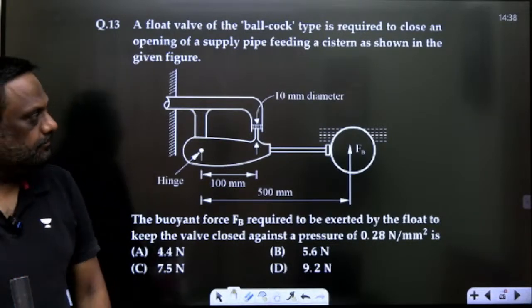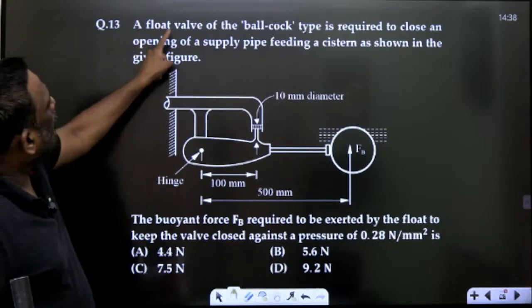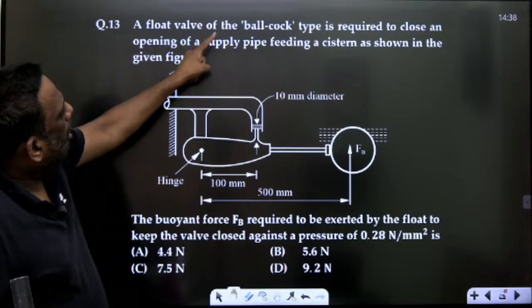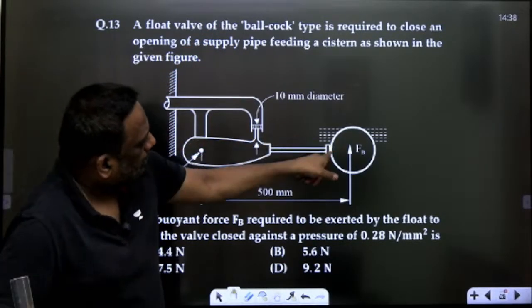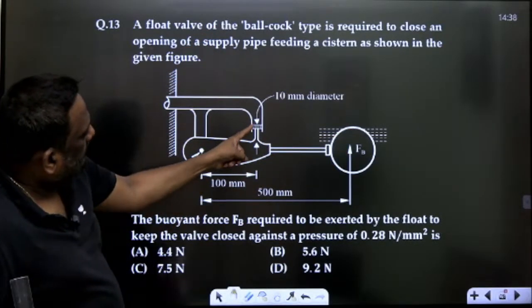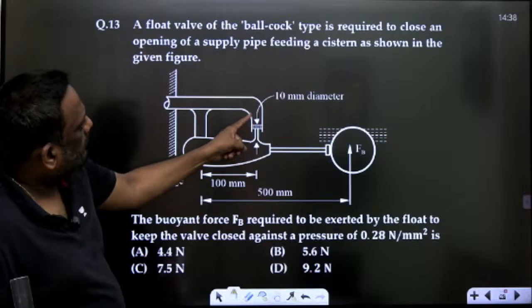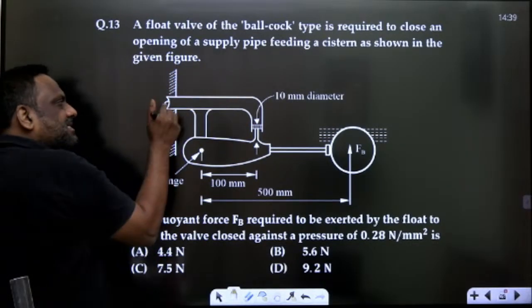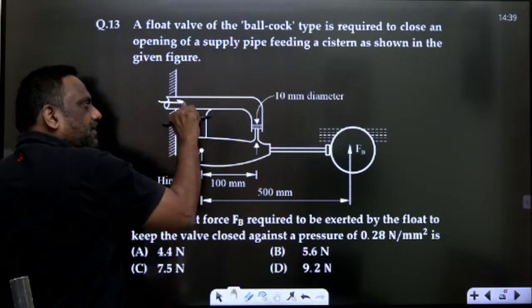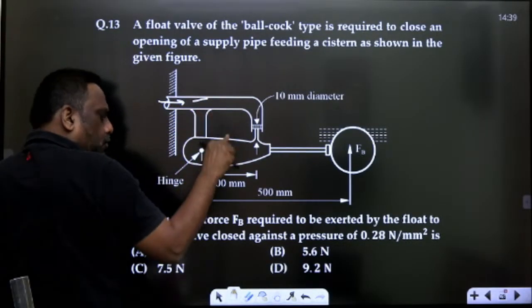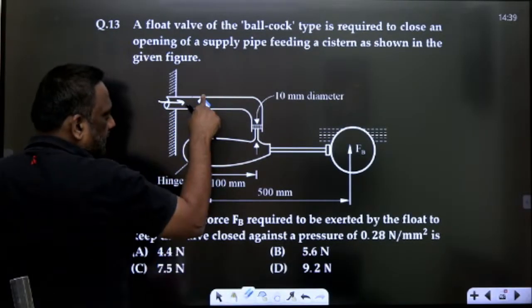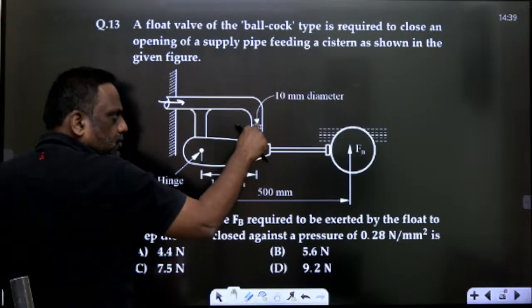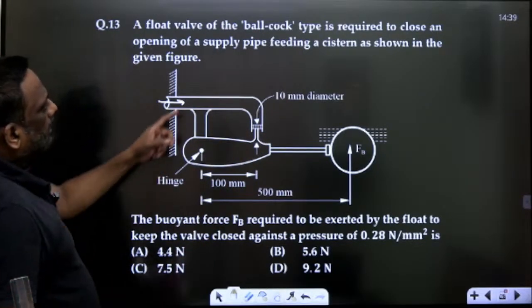Read the question. A float valve or ball cock is required to close an opening of a supply pipeline. This is the ball, and we are closing here with the ball. This is the supply pipeline, and we have to close this, my dear students. We have to close this.